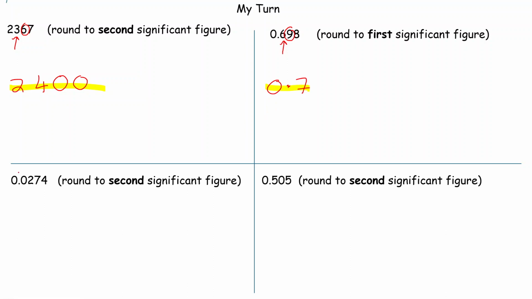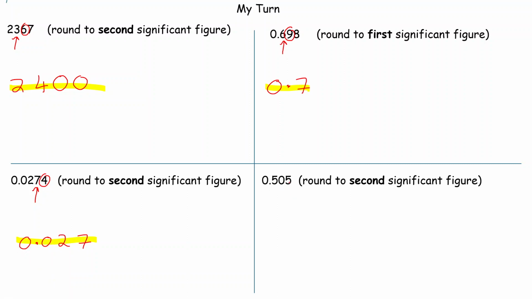One below, we've got 0.0274 to the second significant figure, which is going to be the 7. Okay, and then the 4, because that's 4 or less, you round down, you're going to keep it as a 7. So 0.02, and you keep it as a 7. You can replace the 4 with a 0 afterwards, but you don't need to because you've got a decimal point in your answer. So that one is just going to be 0.027.